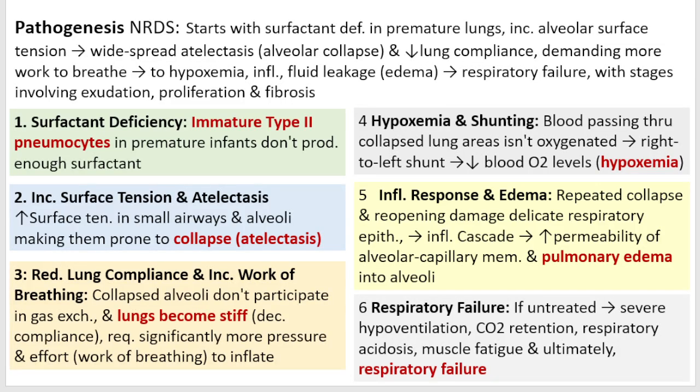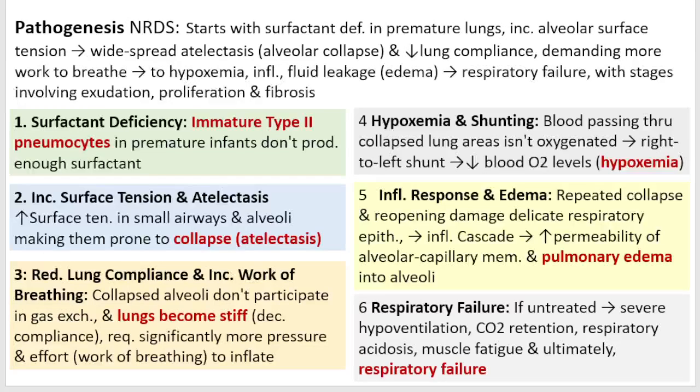Now coming to the NRDS pathogenesis, which starts with surfactant deficiency in premature lungs, increasing alveolar surface tension, causing widespread atelectasis, meaning alveolar collapse, and decreased lung compliance, demanding more work to breathe, leading to hypoxemia, inflammation, fluid leakage, or edema, and potential respiratory failure if untreated, with stages involving exudation, proliferation, and fibrosis. Here are the steps in detail.